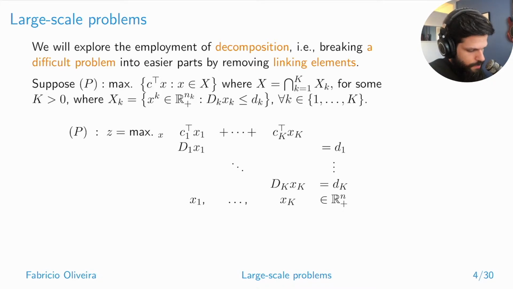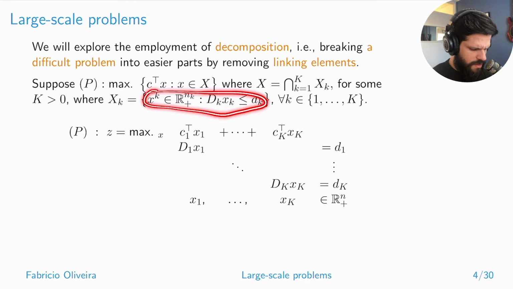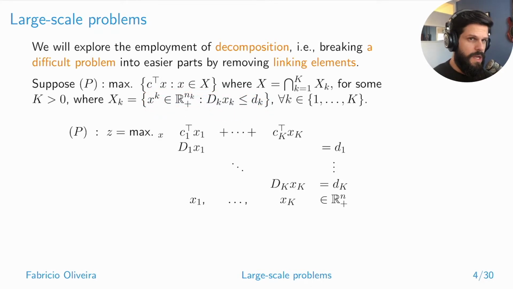So here is, for example, what we mean by removing linking parts. So suppose we have a problem P, and it's just this maximization problem where we want x to live in the set X. And turns out that the set X has this interesting structure that is formed by the intersection of a collection of X_k's, and where each of these X_k's defines a feasibility region for the components x_k associated with it.